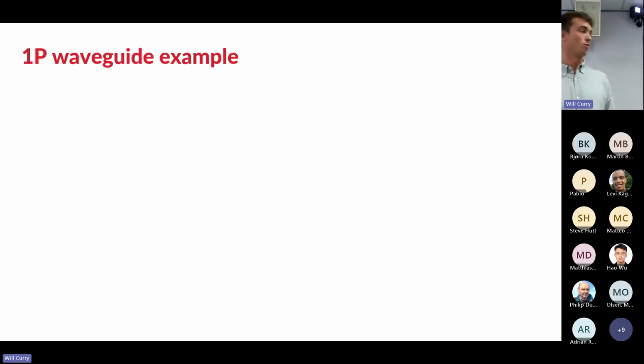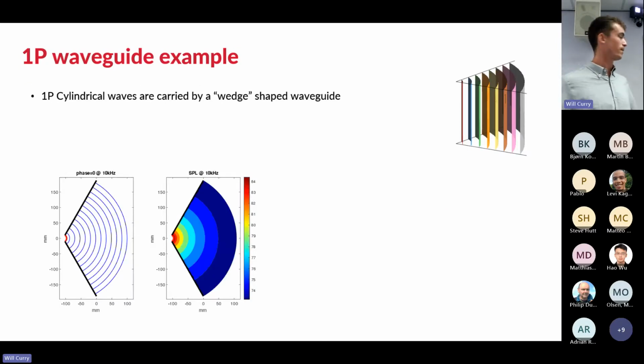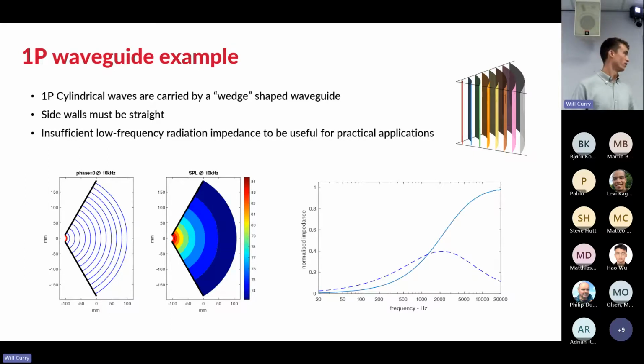So an example of a 1P waveguide is like a wedge with straight sides that are infinitely long. If you were to excite the throat with cylindrical waves, then you'll end up with cylindrical waves propagating outwards at every frequency and with the same amplitude across each entire wavefront. So that would be great directivity. However, in this waveguide, there's insufficient low frequency radiation for it to be useful for practical applications. So this plot here shows the throat impedance for this horn, and yeah, there wouldn't be much sensitivity at lower frequencies.